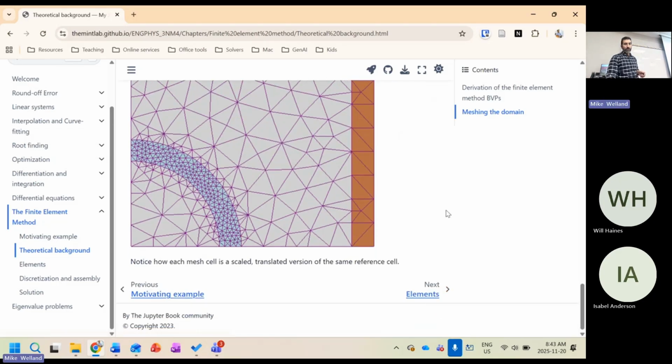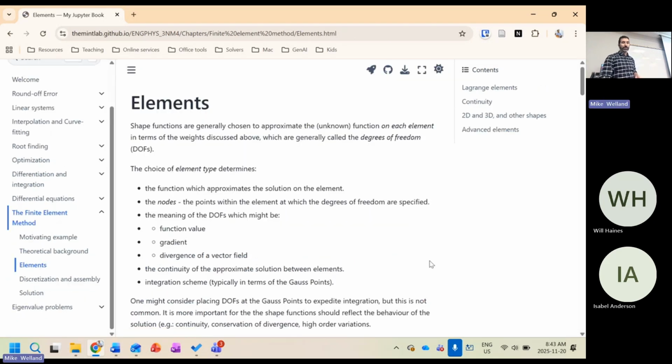Okay. Notice every single one of these triangles is just a scaled and rotated version of the primitive triangle, right? So if you remember when we were talking about Gauss quadrature, everything was mapped back to that prototype triangle, that prototype shape. We can do the exact same thing. Let's talk about types of elements. Any questions on that one? Cool.